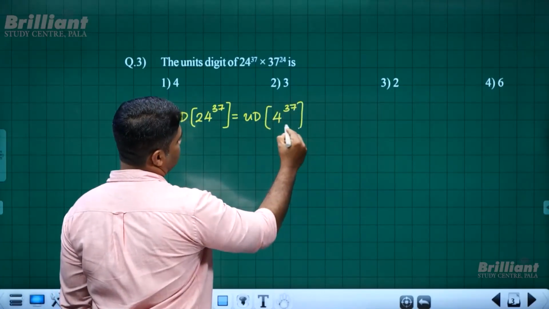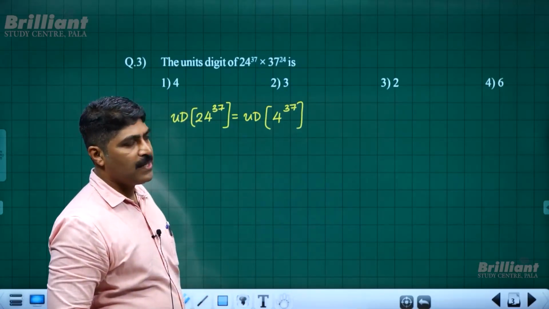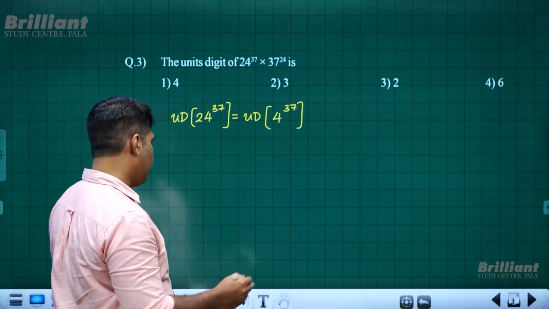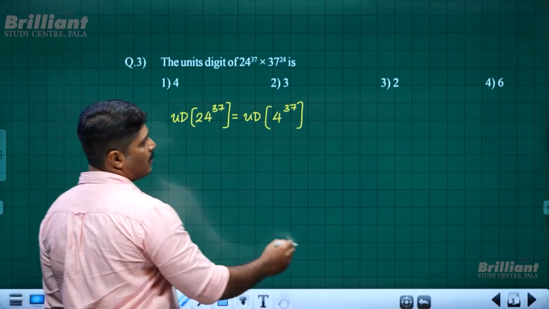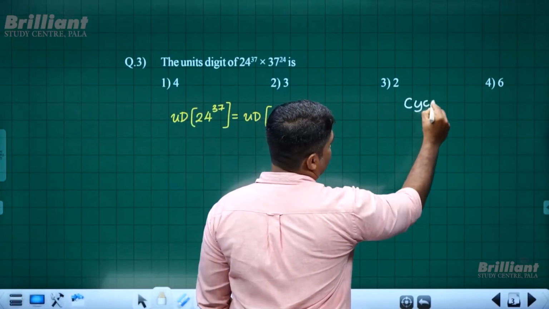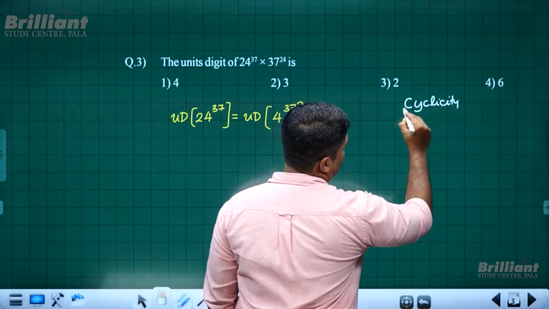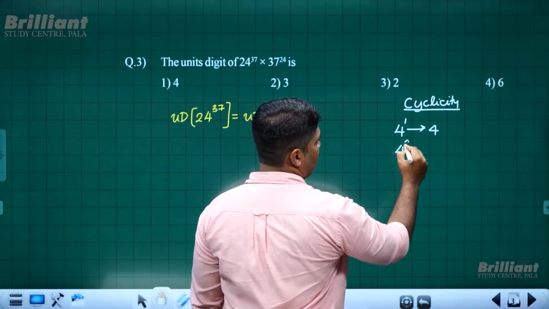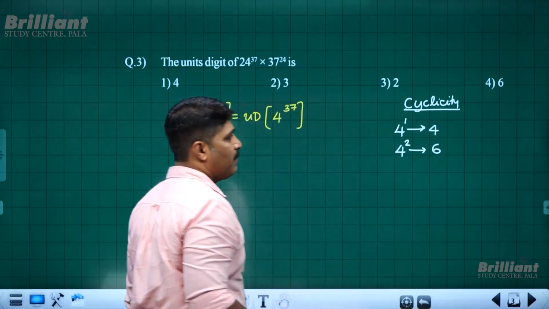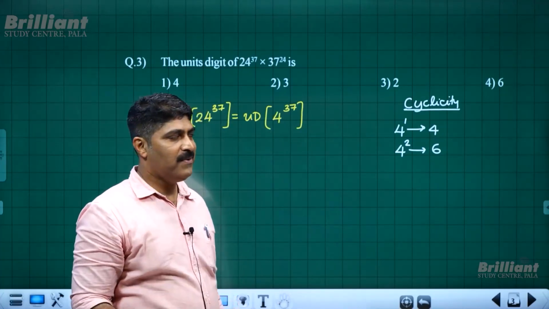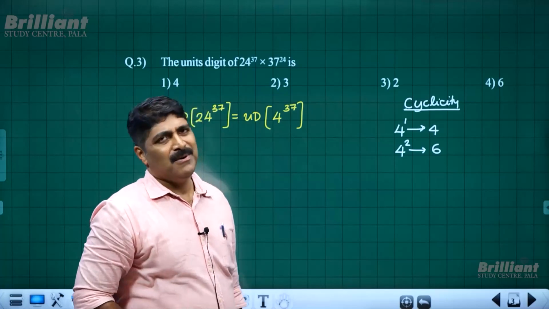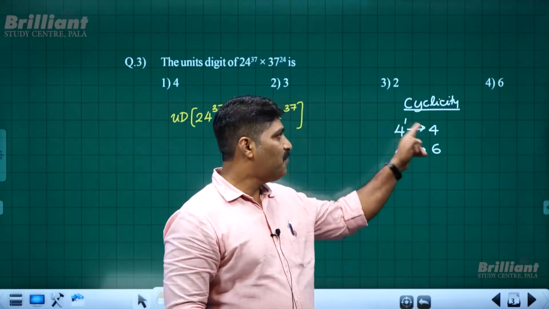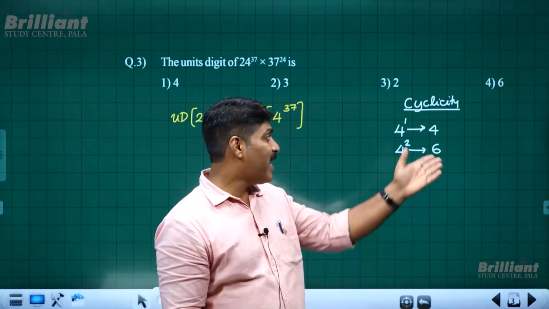to 37. Got it? At this time, we have to consider the pattern or the cyclicity of the unit digit of 4. So how to find the cyclicity of the unit digit of 4? 4 raised to 1, its unit digit is 4 itself. 4 square, its unit digit is 6. Don't forget 4 square equals 16, but we have to consider its unit digit only. Think about which will be the unit digit of 4 cube. 4 cube is 64, that's again 4. 4 raised to 4, that will be again 6.